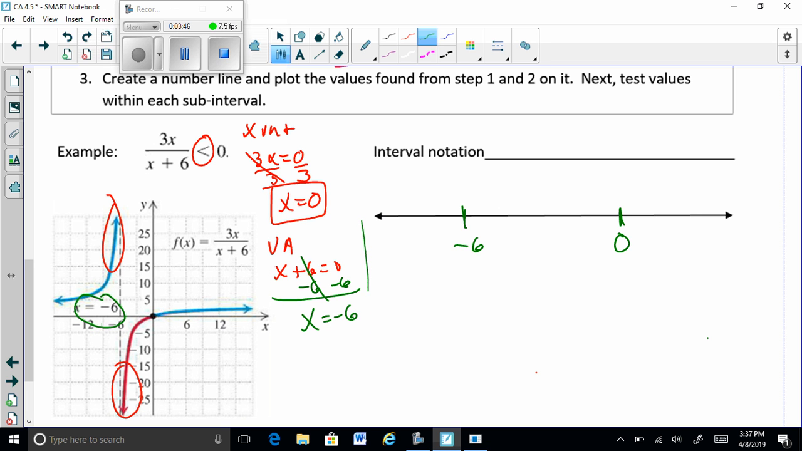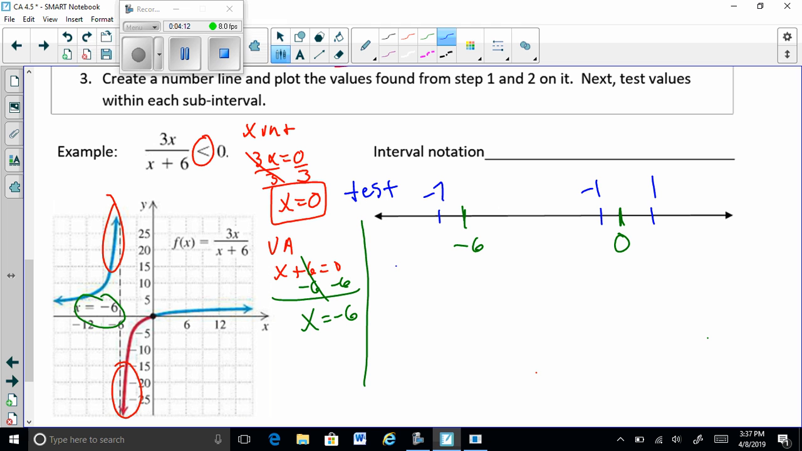So what we're going to do here is test some points. So we'll test, like, -7 would be a good one. You want to pick small numbers, keep your life easy. So let's see, we'll try -1 and +1 over there. Okay, so let's go ahead and plug it in and see what we get.